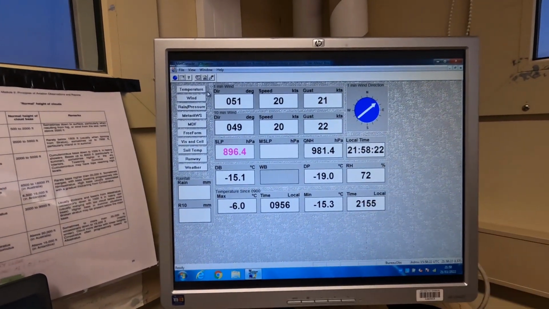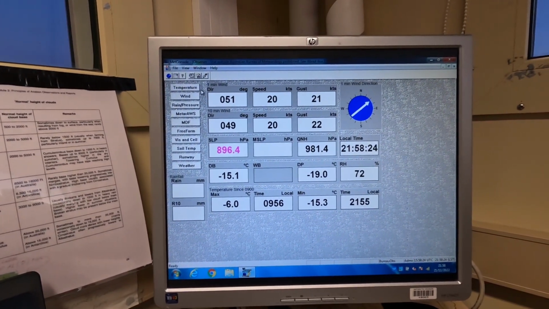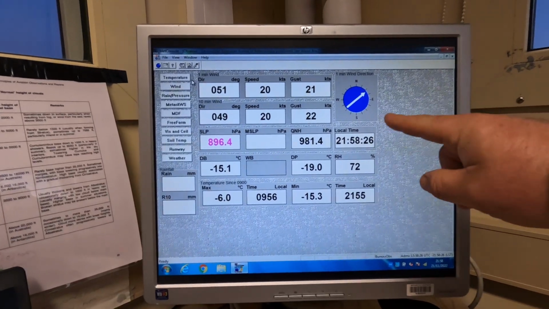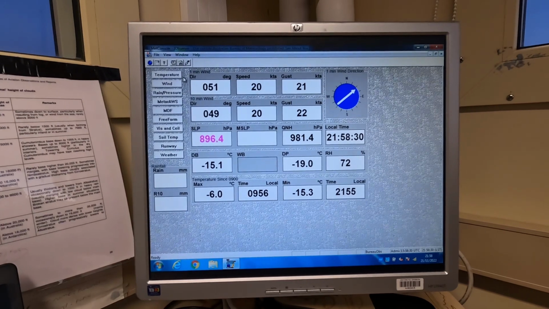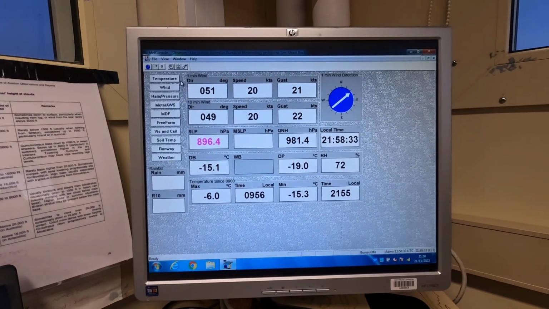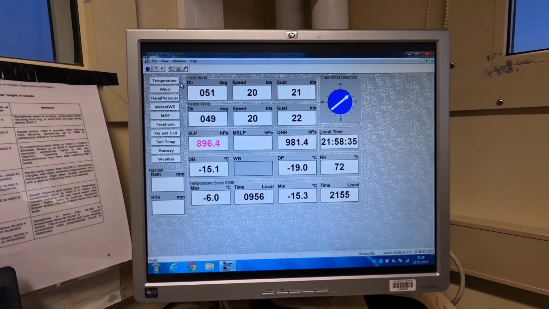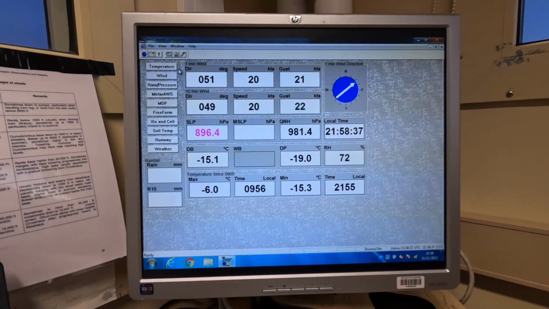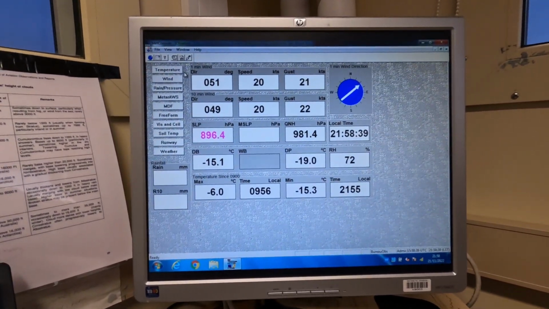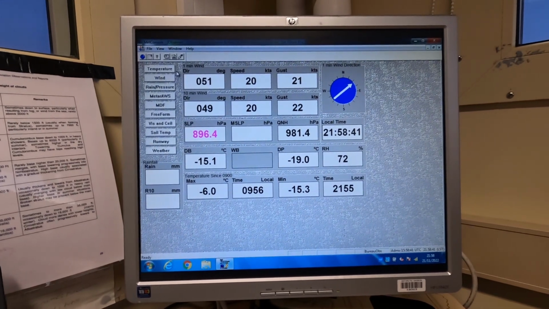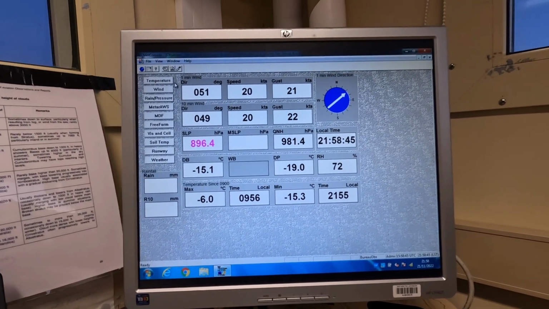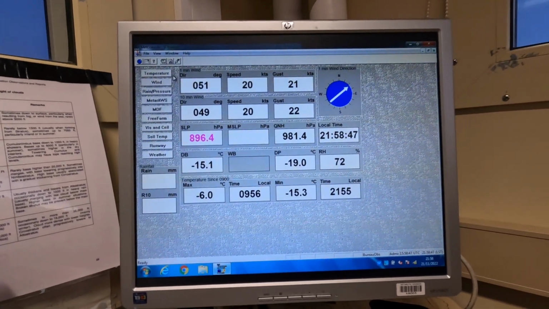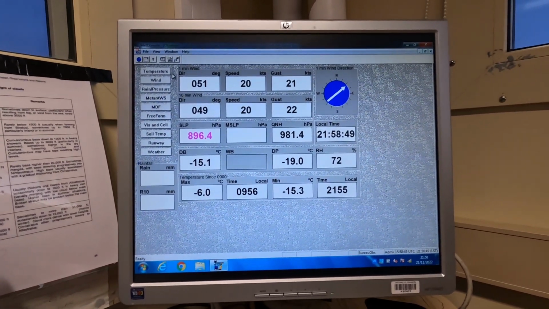Our QNH is 981.4. Local time, that's all wrong for whatever reason. Dry bulb at the moment is minus 15.1 degrees, and dew point is minus 19 degrees. So it's a bit chilly out there. Relative humidity is 72%. Now, max and minimum temperatures since 9 a.m. Zulu time is minus 6 maximum, minimum of minus 15.3. So a bit going on there.